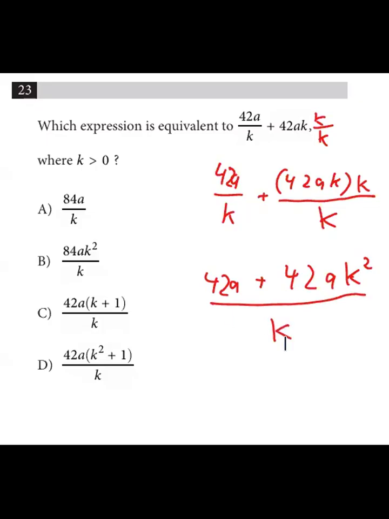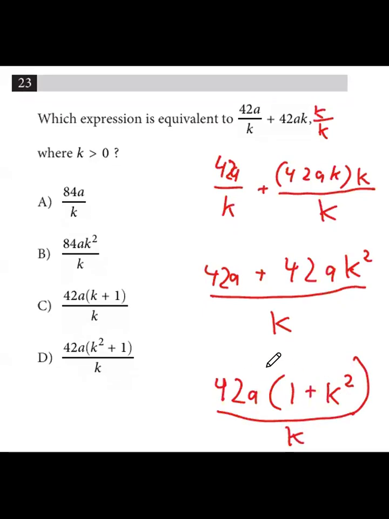So we need to now simplify this by taking out a common factor. Common factor is 42a. So 42a times what is equal to 42a? Well, that would just be 1. And then 42a times k squared is equal to this expression. So that would just be k squared all over k. So 42a and then 1 plus k squared over k, which is answer D.